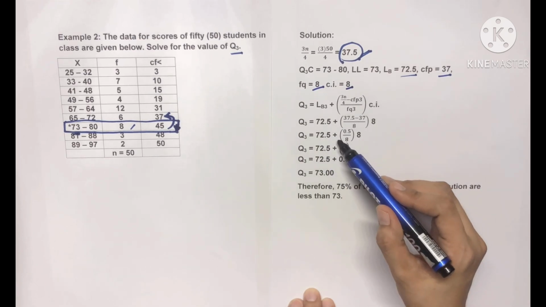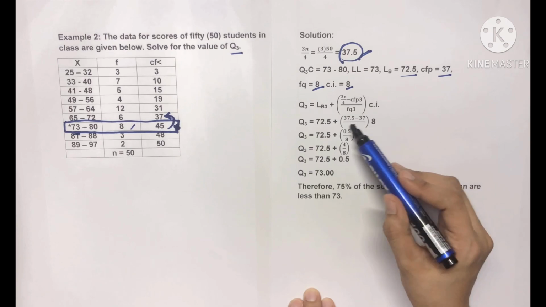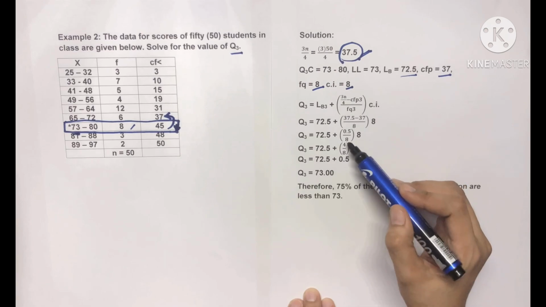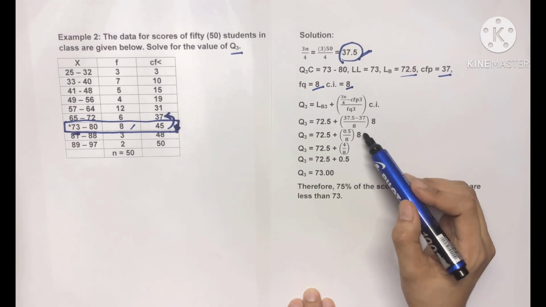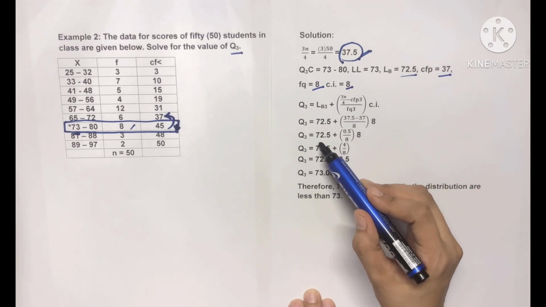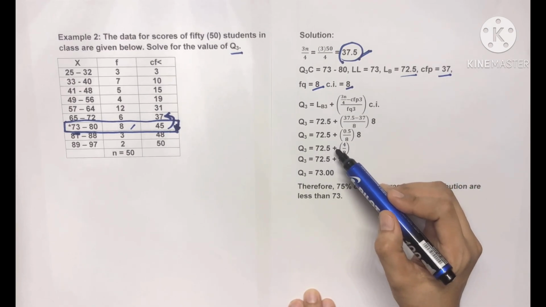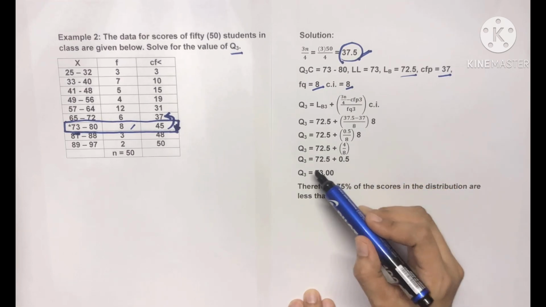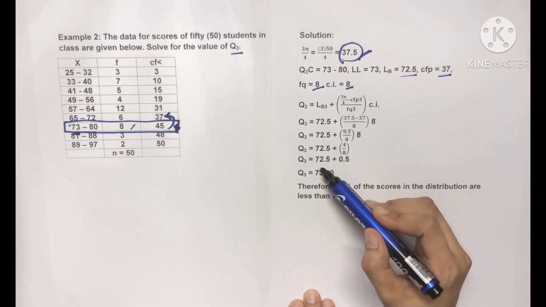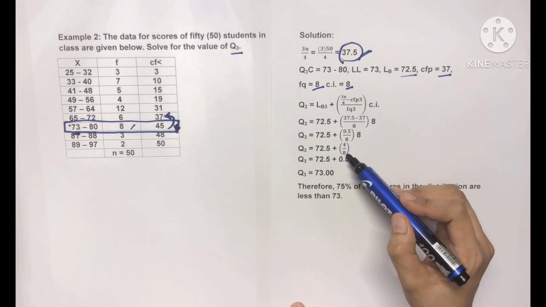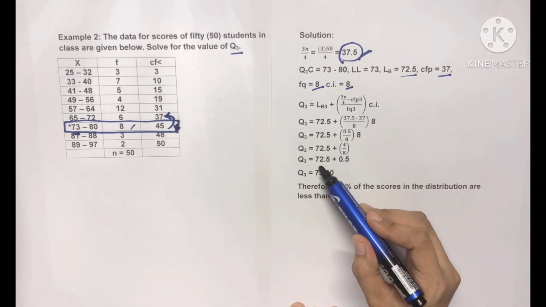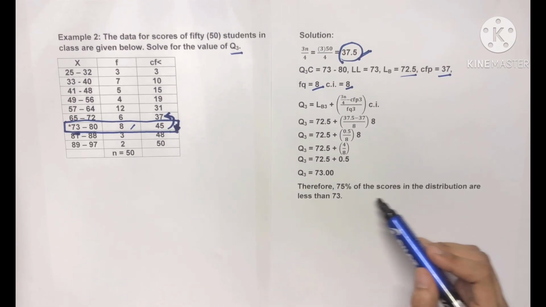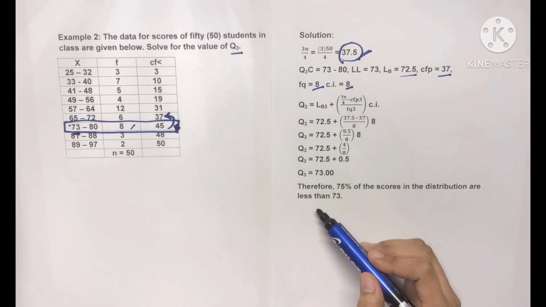So 72.5 plus, subtracting this, 37.5 minus 37 is 0.5 over 8 times 8. Actually, we can cancel 8 and 8. Anyway, 0.5 times 8 is 4 over 8. So Q sub 3 is equal to 72.5 plus 4 divided by 8, which is 0.5. Add it to 72.5, we have 73. So therefore, 75% of the scores in the distribution are less than 73.